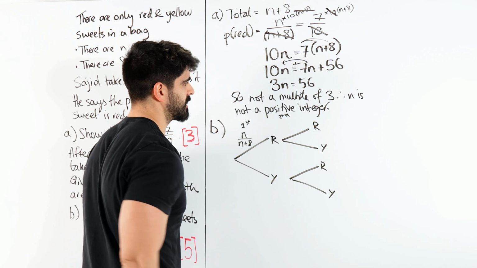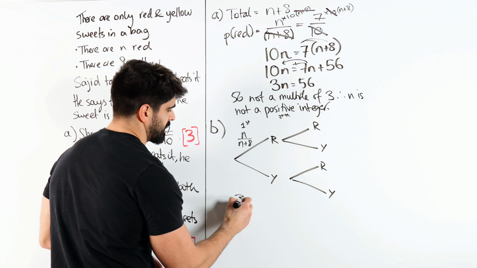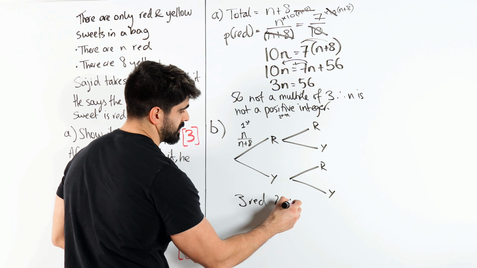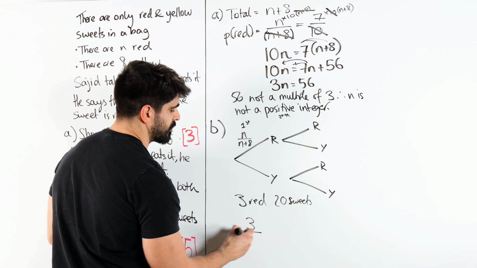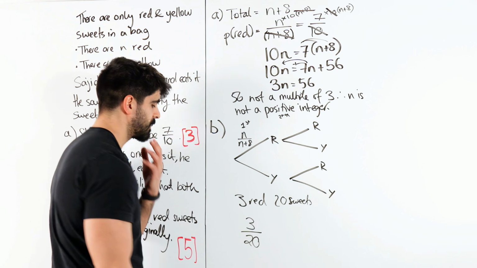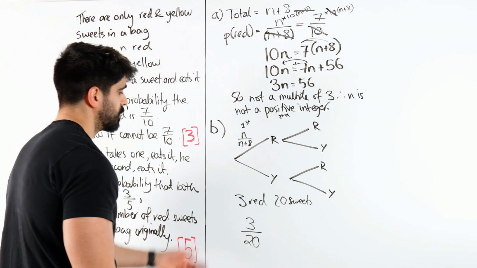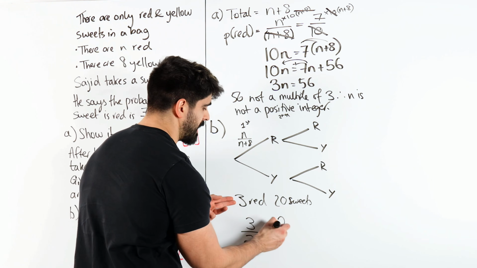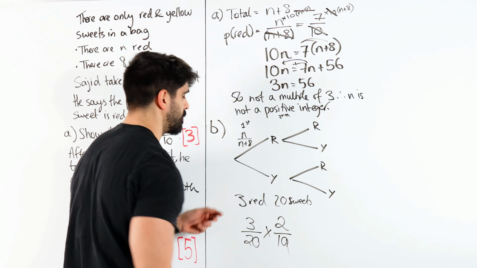Now, what's the probability of taking red again? Now, let's use numbers again. So remember when I said there was 3 red and 20 sweets? And we said, okay, the probability of picking red then is 3 out of 20. If we take another red, what would that probability be? Well, you've already eaten one, so there'll be 2 left, but there'll be 19 left in total. You'd multiply those together.